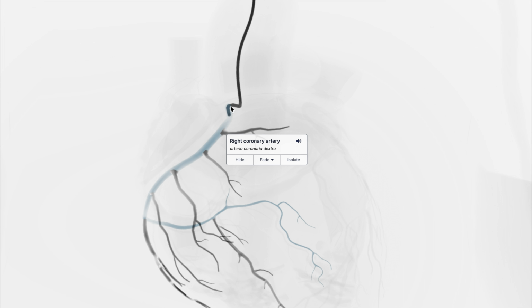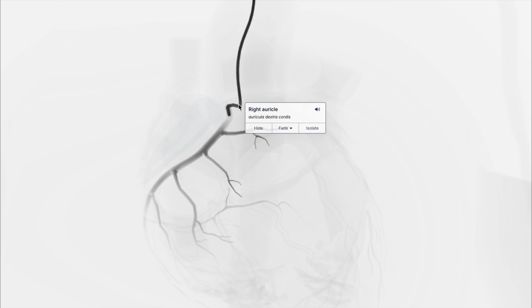Coronary angiography. By using dye that can be seen on an X-ray, a cardiologist is able to see the coronary arteries to determine if there are any blockages. This is called coronary angiography.